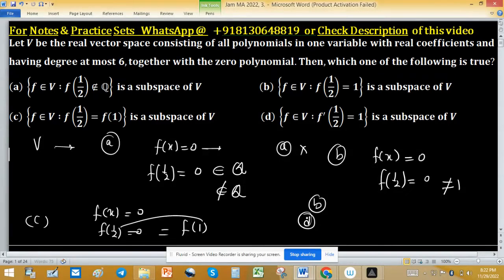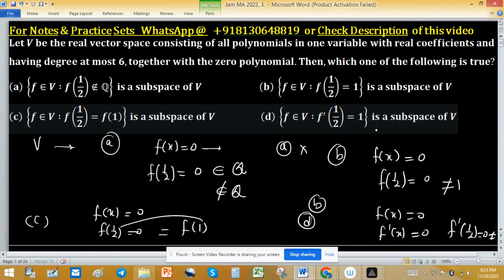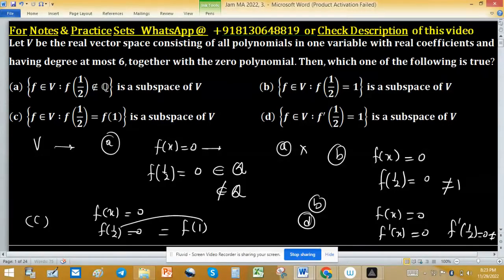Now check whether option D contains the zero vector or not. So f(x) equals 0, which means f'(x) equals 0, and f'(1/2) equals 0, not equal to 1. That's why option D is not a subspace. Only option C is a subspace. You can check the scalar multiplication property also. So the correct option is C.